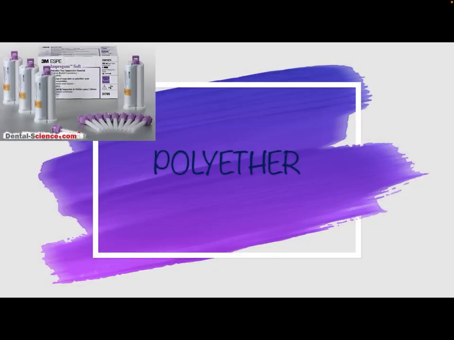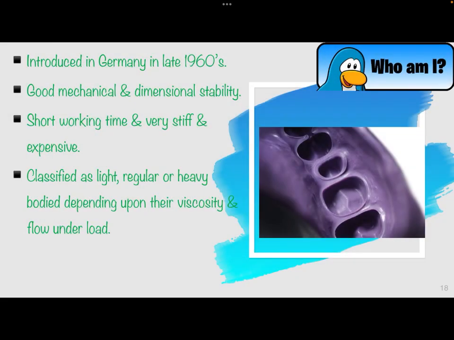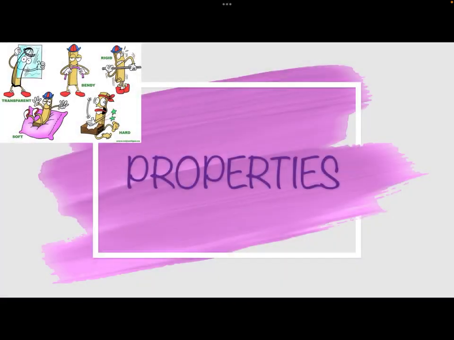Moving on to the next material, polyether. It was introduced in Germany in the late 1960s. It has good mechanical and dimensional stability. It has a short working time, and it is very stiff and expensive. It again has different consistencies: light, regular, or heavy body depending upon the viscosity and flow under the load.